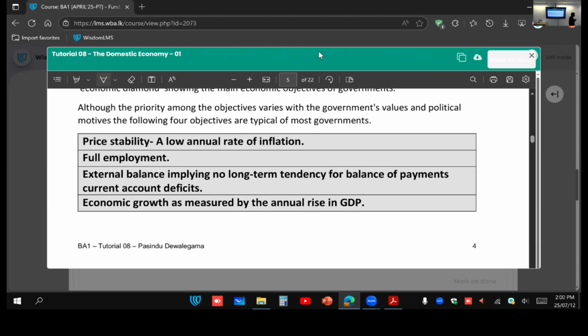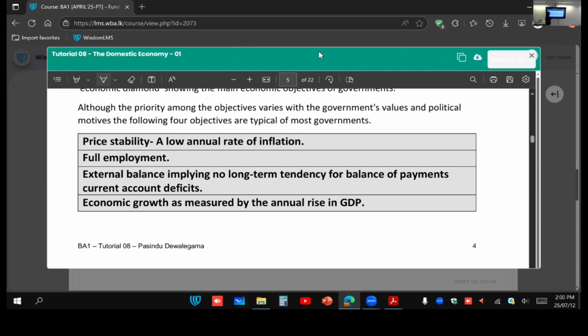We will talk about GDP. Actually, what do you mean by GDP? GDP is gross domestic product. I'm asking, what is gross domestic product? So GDP is one main economic indicator where we can say something about one country's economic performance.